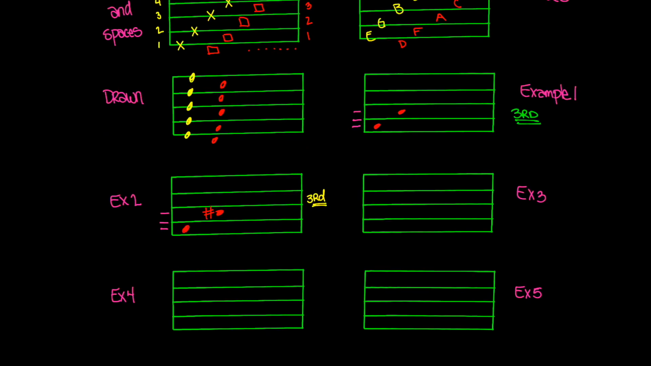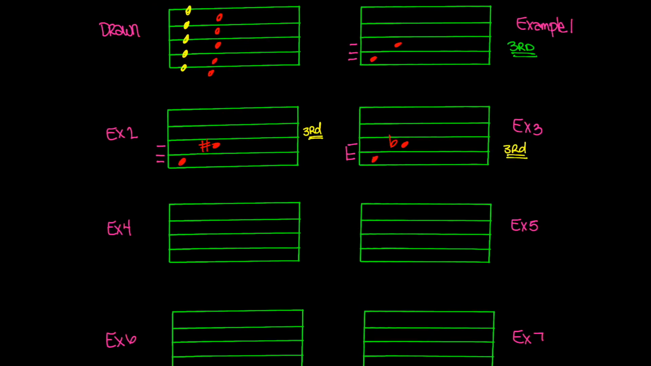Let's look at another example. What if I had F to an A flat? The little b there is a flat. Let's count every single element. This is in a space, then it's a line, and then it's a space. So I have 3 elements there, and those 3 elements mean it's going to be a third.